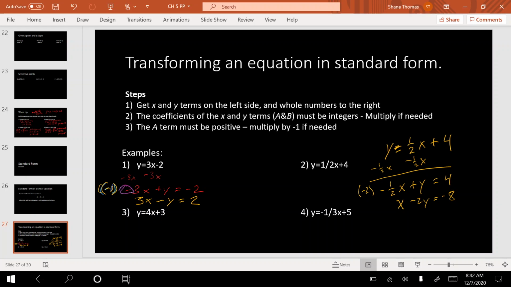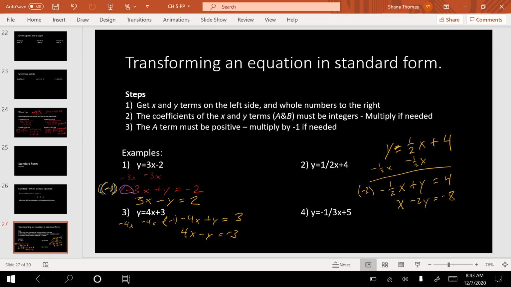So, first one, we subtracted the negative 4x over from both sides. That's going to give us negative 4x plus y equals 3. The only problem there is it's a negative, so we multiply by negative 1 to everything. That's going to give us positive 4x minus y equals negative 3. And that looks correct.